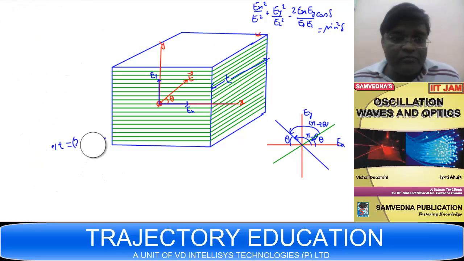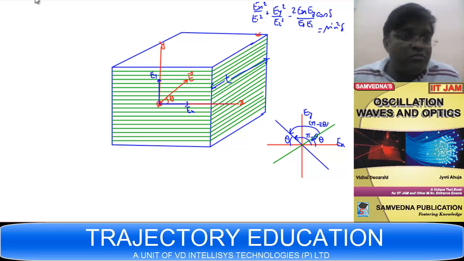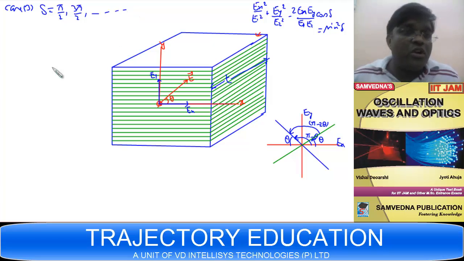Now let's take another case, case 3. Suppose delta is pi by 2 or 3 pi by 2 and so on. In that case, the path difference will be such that it gives rise to a phase difference of pi by 2, 3 pi by 2 and so on.